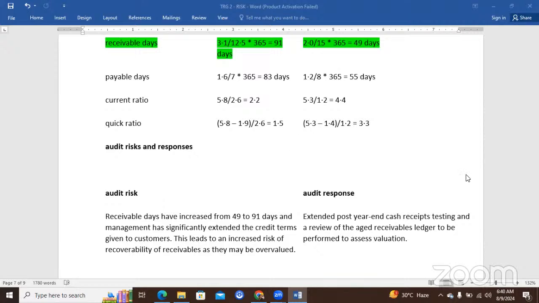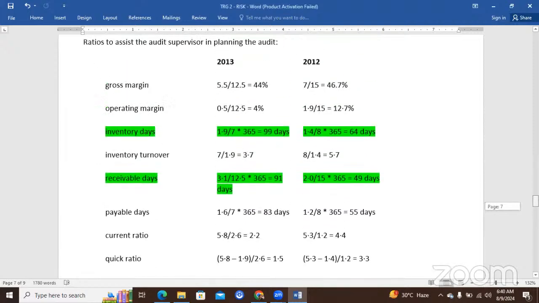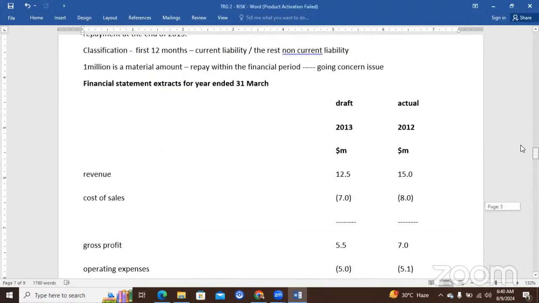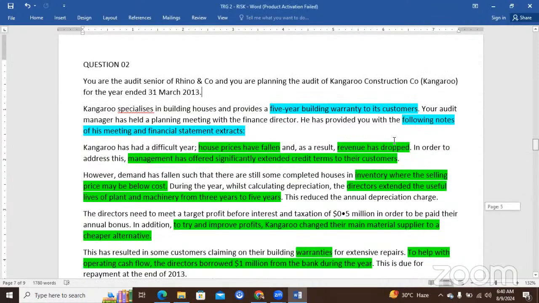Okay, now let's move to the case study again. See here. If I go to the case here, however, the demand has fallen such that there are still some completed houses in inventory where the selling price may be below cost. It's a construction company. For a construction company, houses are like finished goods. It comes under inventory. You got my point? For a car sale, the cars available for sale are finished goods.